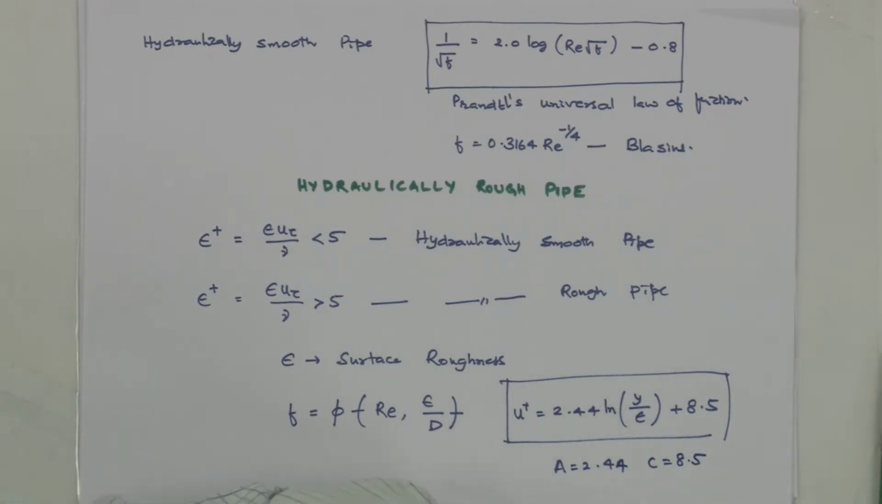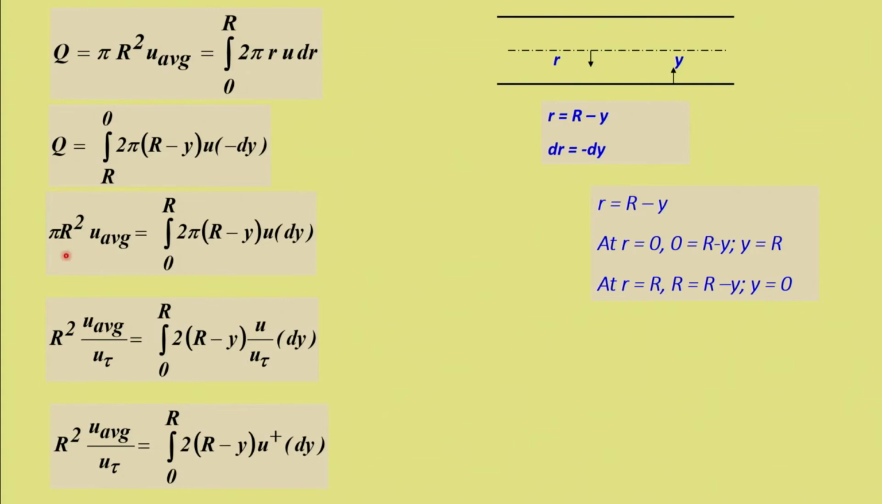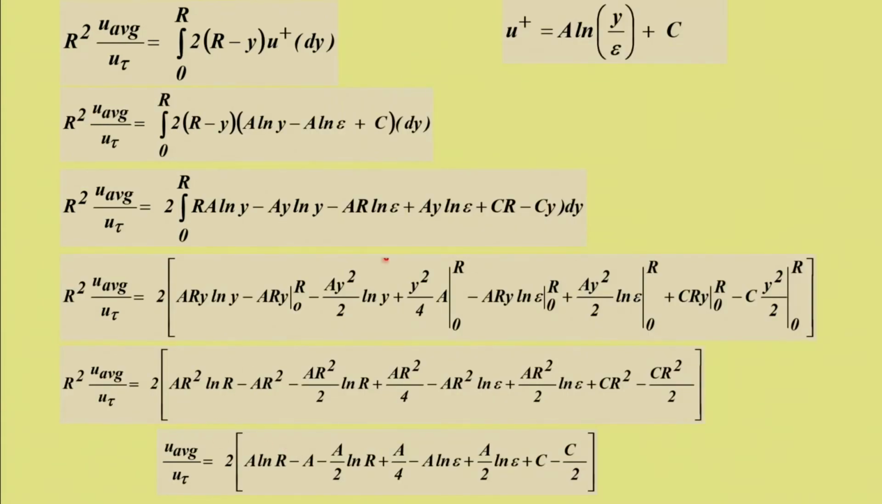So what did we do is we took pi r squared u average equal to integral of 0 to 2 pi r u r dr. Then I rearranged this, changed the limits to y instead of r, so transformed this into y, so I get u dy, 0 to r because the minus has gone, so the limits get changed. I multiply by 1 by u tau on both sides. On the right hand side I get u plus. So for this u plus I can substitute a log of y by epsilon plus c.